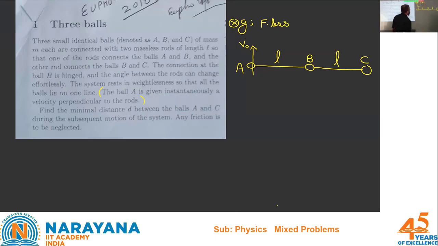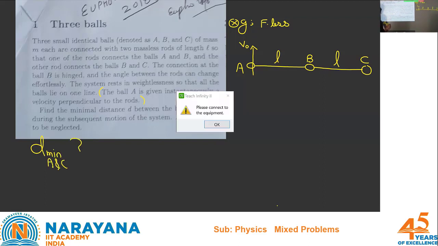So the question now is, if this structure is moving on this frictionless table, we have to find the minimum distance between A and C. So what is the value of d min between A and C? That is what we have to find out in the problem. Now, generally in such problems, we talk about conservation of linear momentum, energy, and angular momentum.